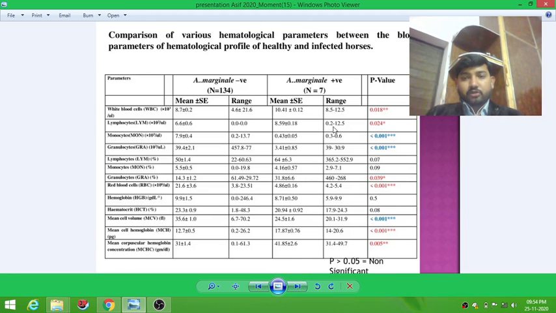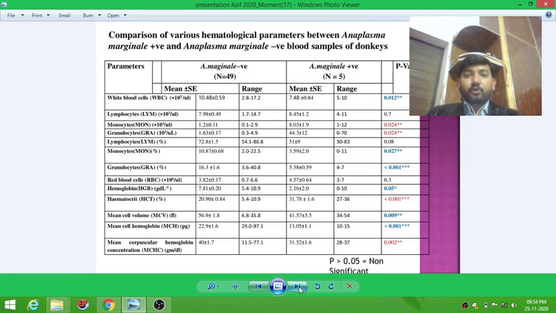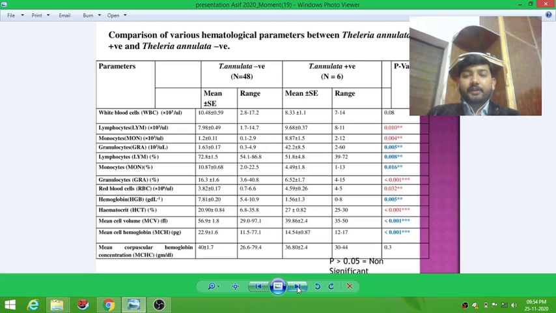These tables show the effect of the presence of the parasites on the different blood parameters of the animals, and these parameters are highly significant. Due to the presence of the parasites, there is elevation and decrease of these parameters in both parasites. In the case of Anaplasma marginale and Theileria annulata, both horses and donkeys were affected.